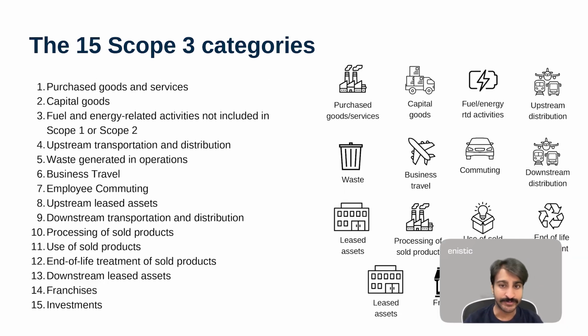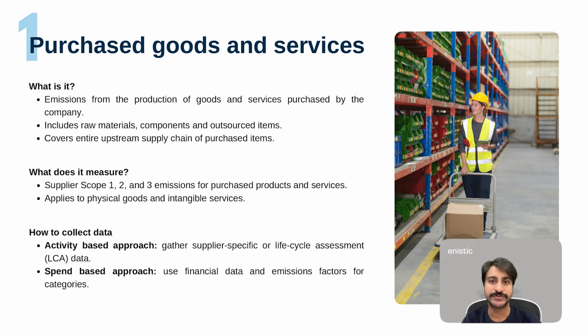So here's where it gets a little bit intense. Scope 3 is split into 15 categories. It might sound overwhelming, but the good news is that not all categories will apply to every business. Broadly speaking, we're looking at things like purchased goods, business travel, waste, use of products, and even investments. So yeah, Scope 3 really does cover everything from cradle to grave. Let's look at each of these categories in detail to see what it means, how it's measured, and how to collect the data.